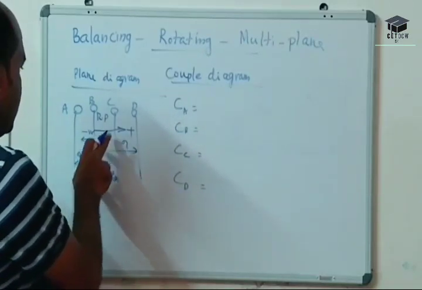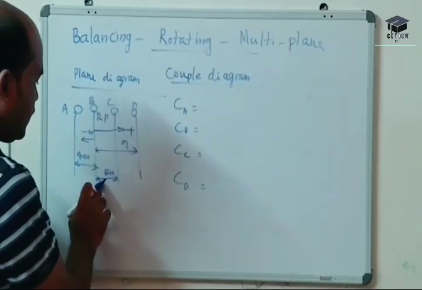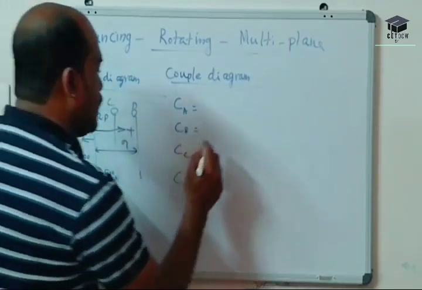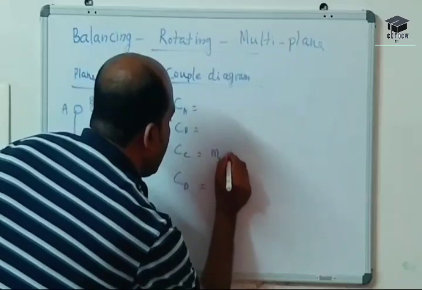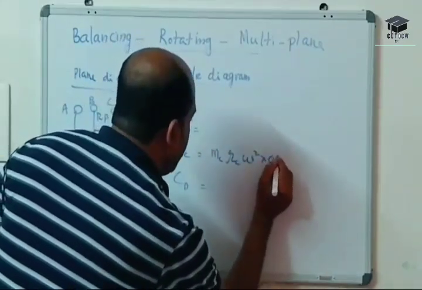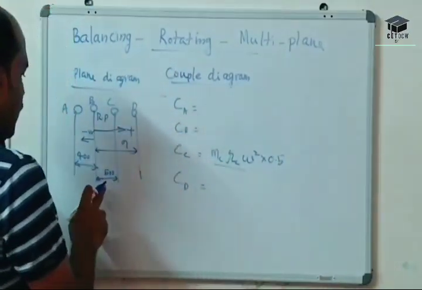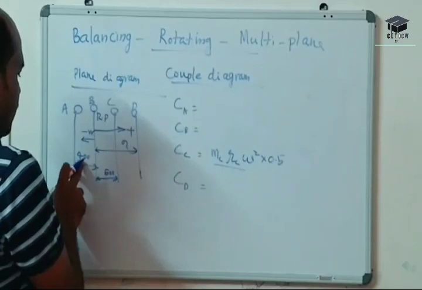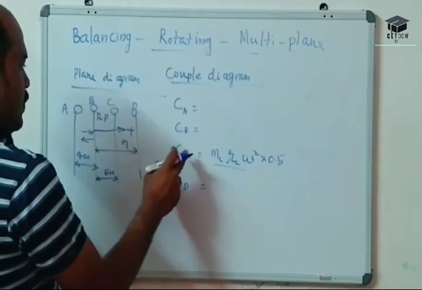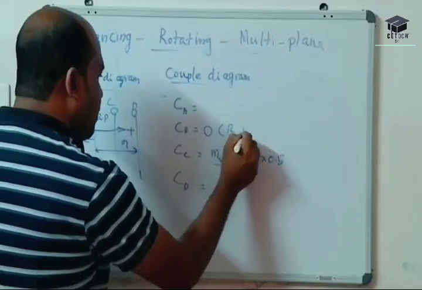So first we can draw the couple of C, which is at a distance of 500 mm. So it is MC RC omega square into 0.5. These values are given. Then you can mark CB is 0. This is 0 because it is the reference plane.